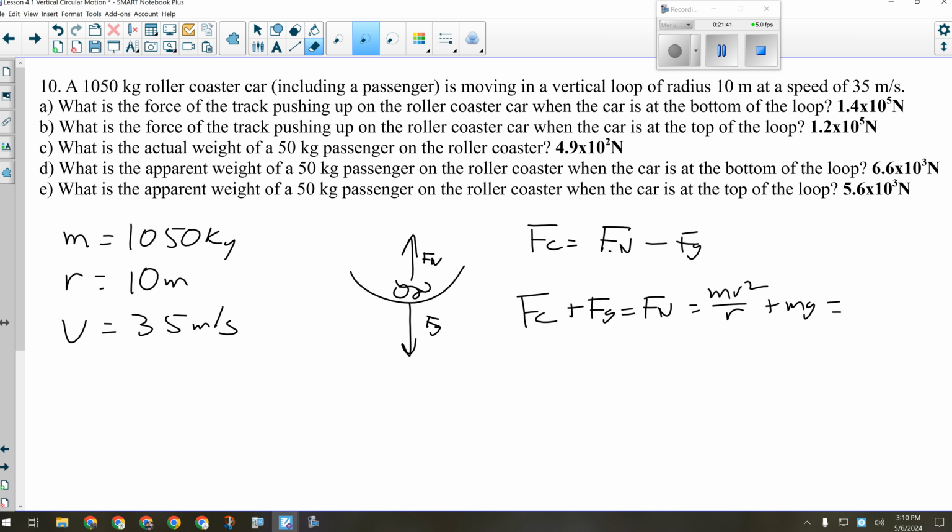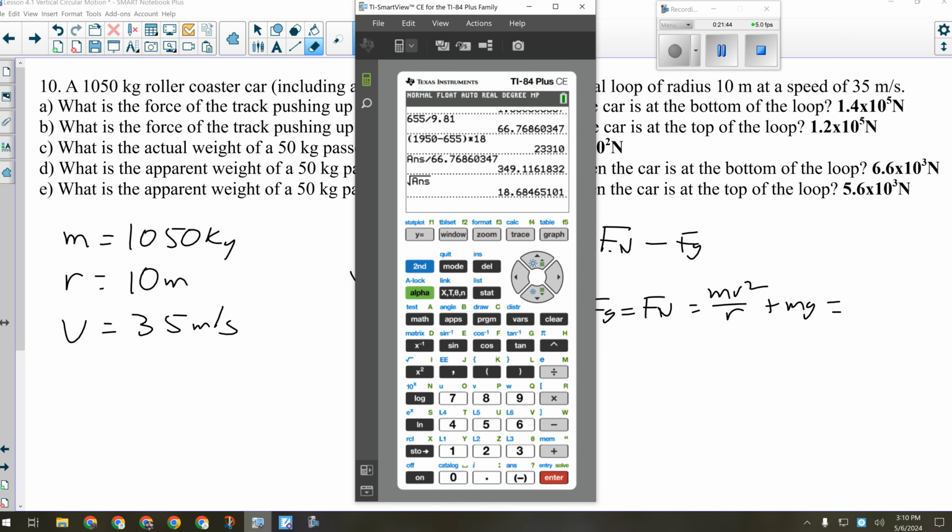All right, so when we do that, we're going to have 1,050 times 35 squared divided by 10. So there is our centripetal force, 128,625.